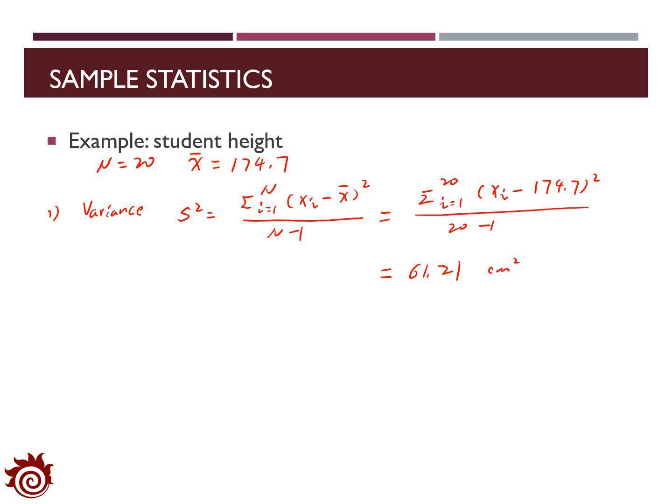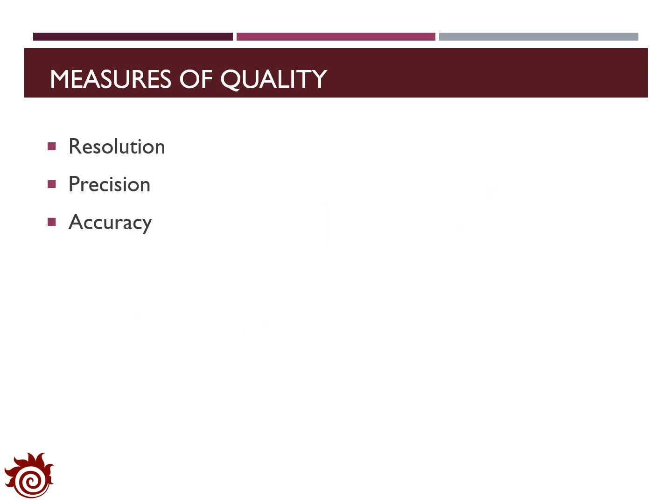For the second one, standard deviation, which is just the square root of the variance. That will give you the value as 7.82 centimeter. So that's all about the sample statistics.